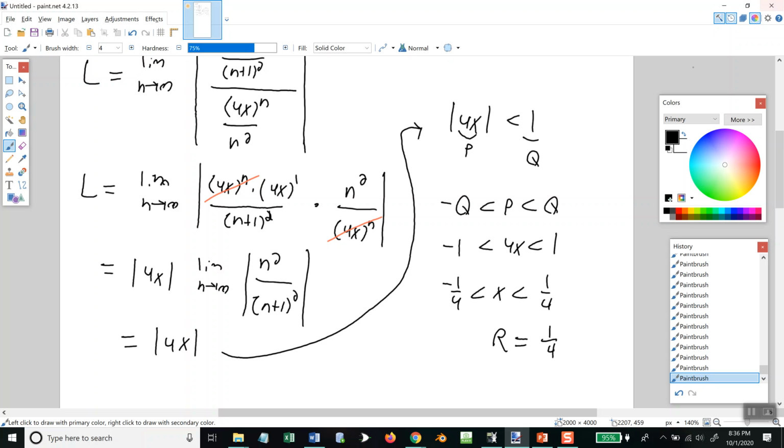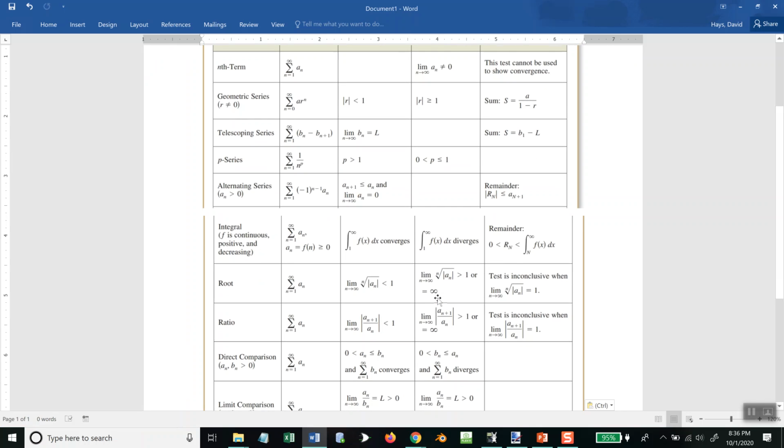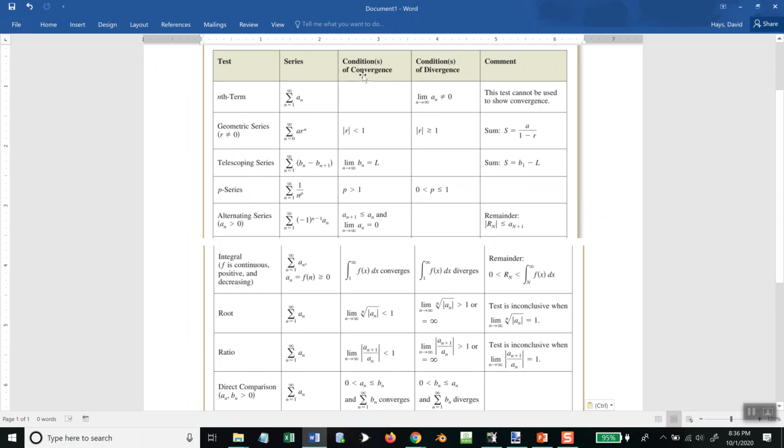Now, if you're wondering why it is always less than 1? The condition of convergence is this column, and our ratio, remember, was when it's less than 1. So that's why, when you're doing a ratio test, you set it less than 1 if you got a value. That's based upon this.